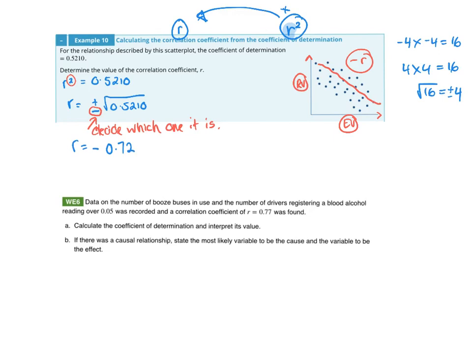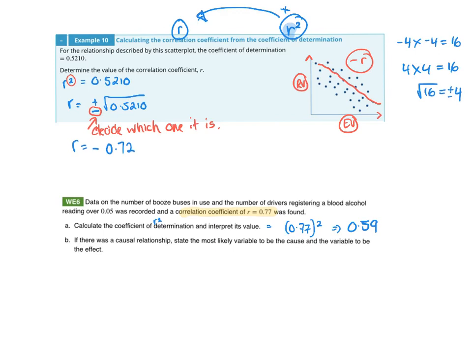Data on the number of booze buses in use and the number of drivers registering a blood alcohol reading of 0.05 was recorded, and the correlation coefficient is found to be 0.77. Now, it's asking me to calculate the coefficient of determination, so that's R squared. So all I have to do is go 0.77 and square it, and that will tell me what that is. Okay, so the R squared, to 2 decimal places, is 0.59.